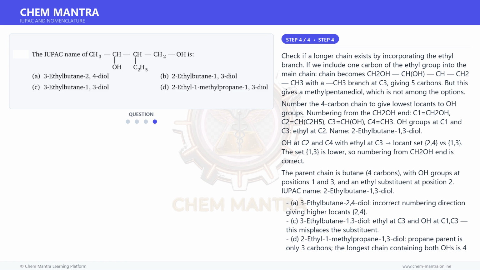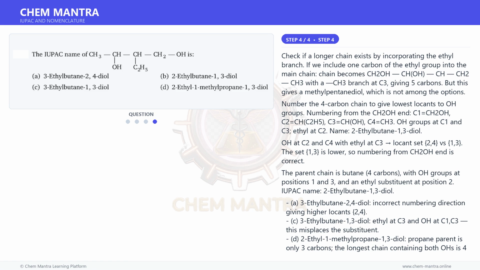The parent chain is butane, 4 carbons, with OH groups at positions 1 and 3, and an ethyl substituent at position 2. IUPAC name: 2-ethylbutane-1,3-diol.